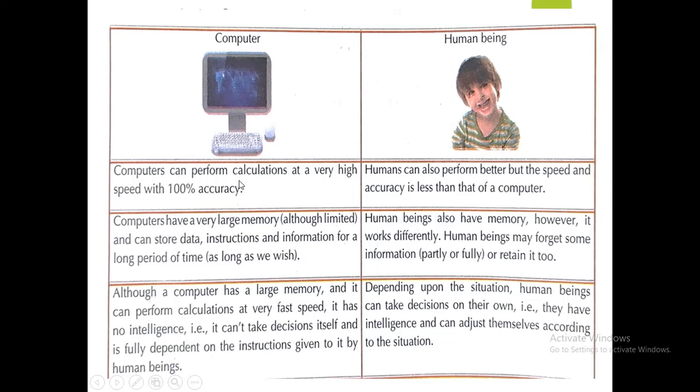Computers can perform calculations at very high speed with 100% accuracy. So its accuracy is 100%. But with humans, if we are doing any function, the accuracy will be less than that of a computer.